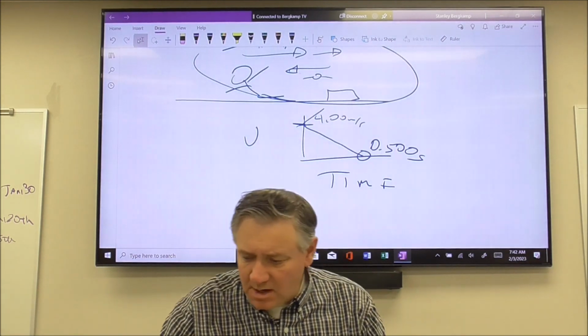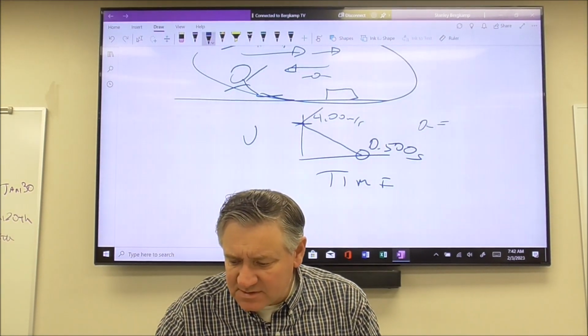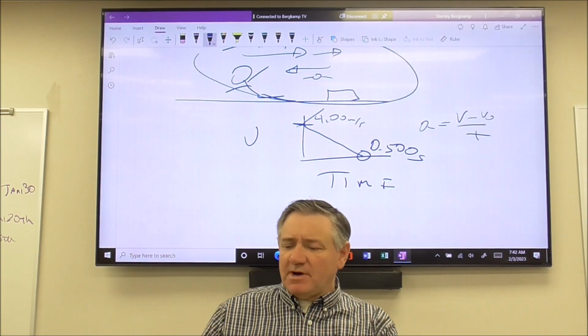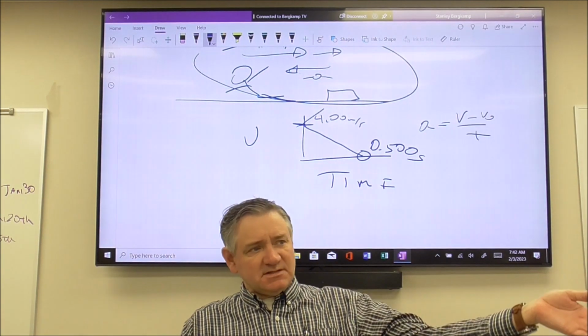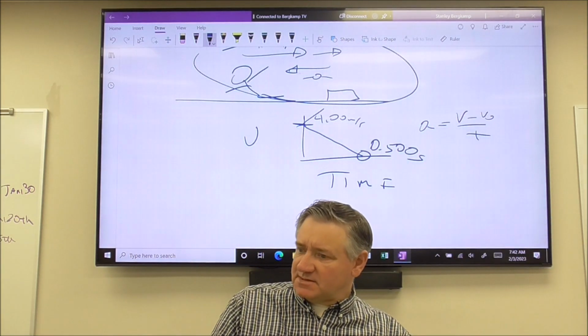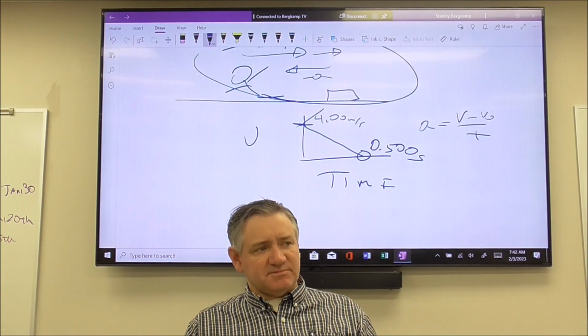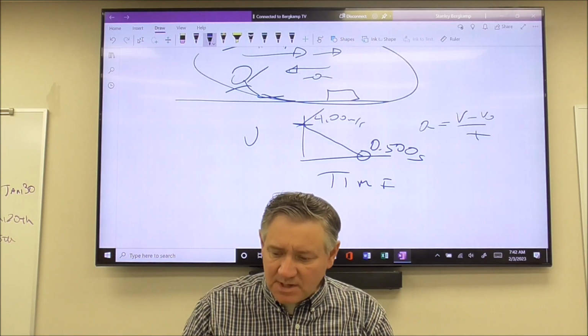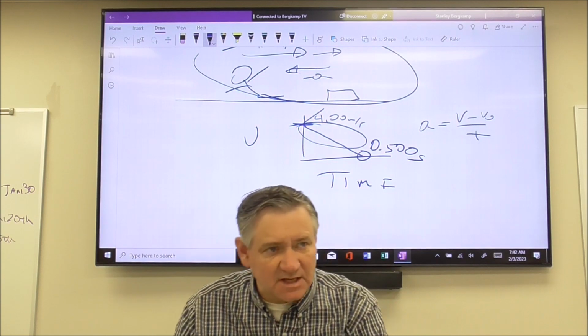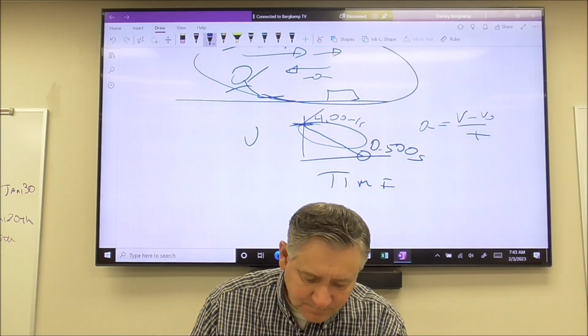If you're a formula kind of person, you go a equals v minus v naught over time. Final velocity is 0, initial velocity is 4, time is 0.5 seconds. You're going to get negative 8 meters per second squared. So make sure that you label that slope. Here's my acceleration, negative 8 meters per second squared.